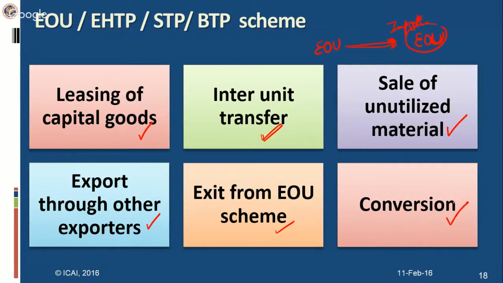Then it is also possible to get conversion of a DTA unit into EOU. An existing DTA unit can also get converted into an EOU or EHTP, STP unit. It has to apply for the same, and it can get converted into an EOU, EHTP. That is allowed. In such cases, the unit will remain in bond and avail exemptions in duties and taxes as applicable.